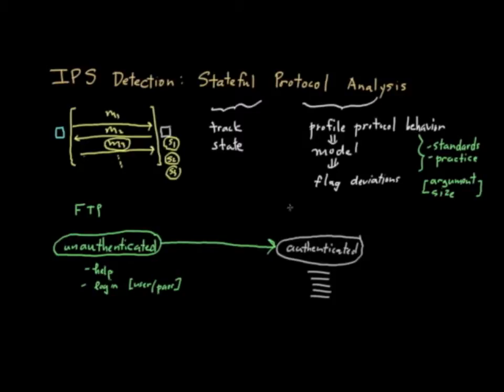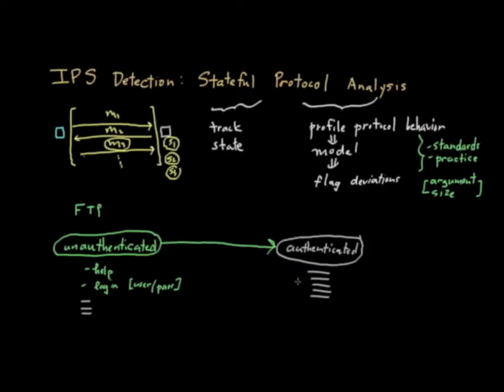So one way you can apply stateful protocol analysis to FTP is if you see somebody, for example, doing things when they're unauthenticated that you typically would only do when you were authenticated. That would be a big red flag. Like if there are certain commands that this guy is trying to run, and he's still unauthenticated, and these are typically commands that are only allowed by authenticated users, then you know something might be awry with that particular user.